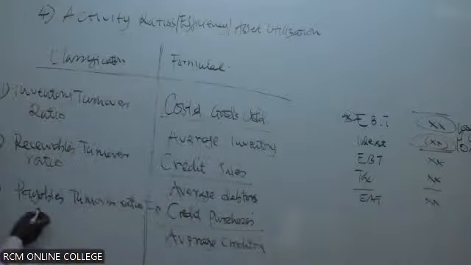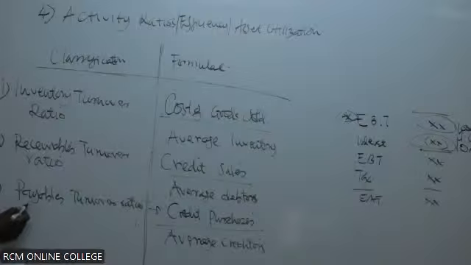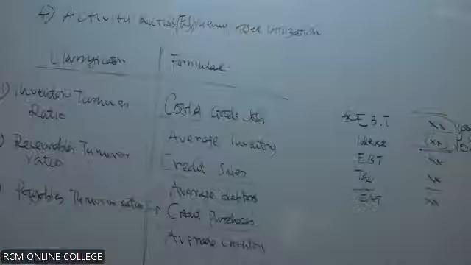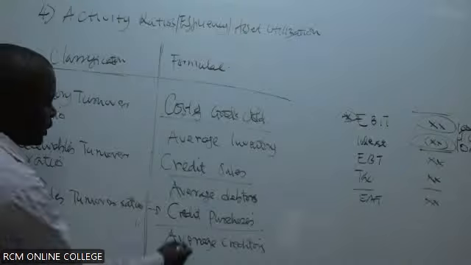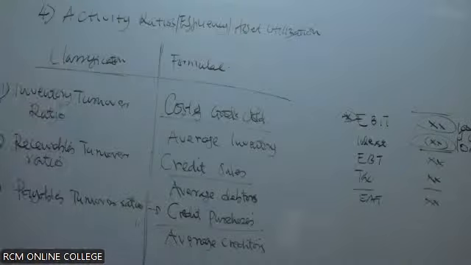Remember, payables arise. Payables are same as what? Creditors. Receivables are same as what? Debtors. So this one will arise when you purchase on credit. So in this case, we'll take the credit purchases, you divide by the average creditors. So what does it indicate?